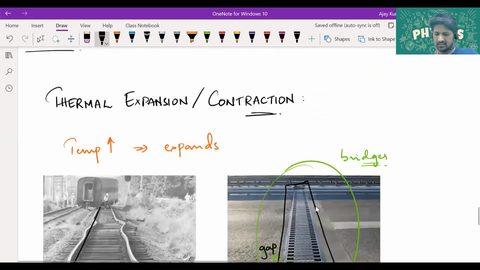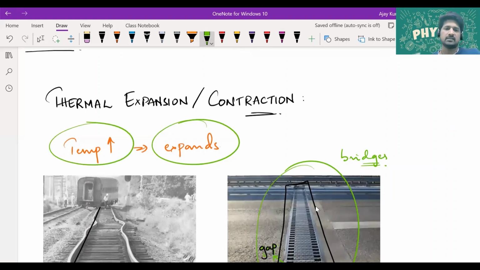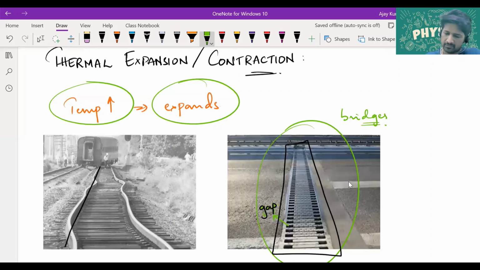Now, basically, why does a material expand when temperature rises? Can any of you think of an explanation for this? Why should this happen? What has temperature got to do with the size of the object?